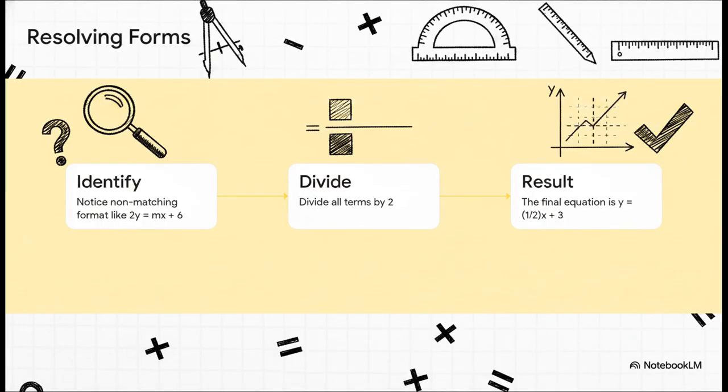But wait, there's a really strict rule we have to follow here. The equation must be in this exact format, meaning y has to be completely by itself on one side before you can identify your slope and your y-intercept. For instance, look at the equation 2y = x + 6. We can't just glance at that and say our y-intercept is 6. The y isn't alone. It's got a 2 attached to it. To resolve this and fit our perfect blueprint, we just divide everything by 2. 2y divided by 2 is y, 1x divided by 2 is 1/2 x, and 6 divided by 2 is 3. So our true equation is y = 1/2 x + 3. Only now can we confidently say our slope is 1/2 and our starting foundation, our y-intercept, is 3.